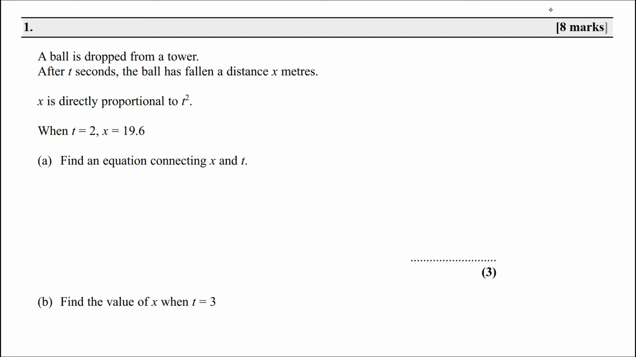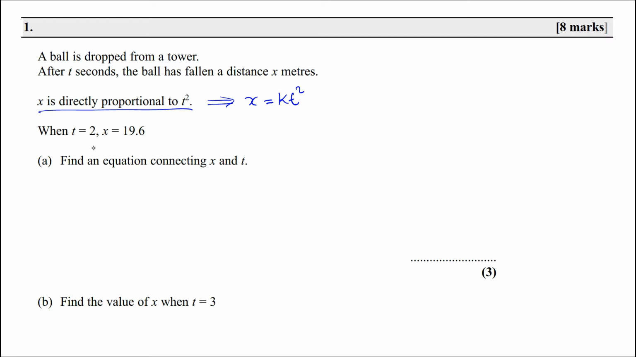A ball is dropped from a tower. After t seconds, the ball has fallen a distance of x meters. Now, x is directly proportional to t squared. What that implies can be translated to an equation. So x will be equal to kt squared.